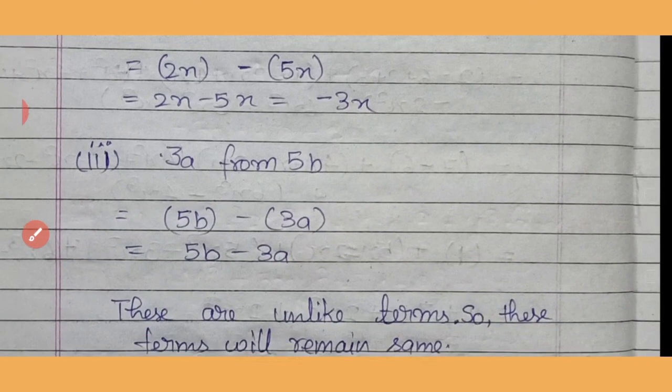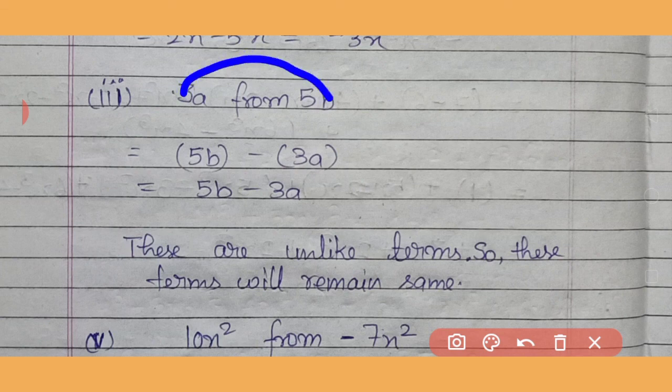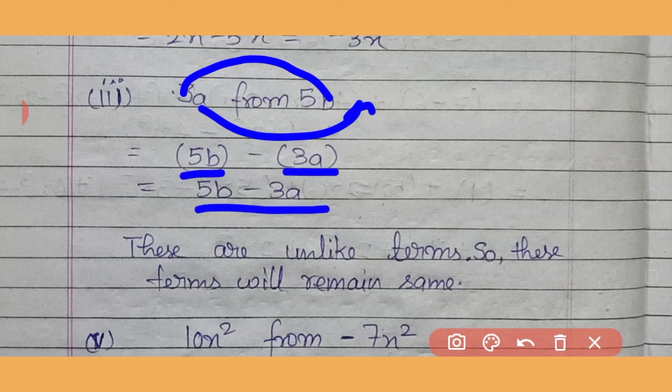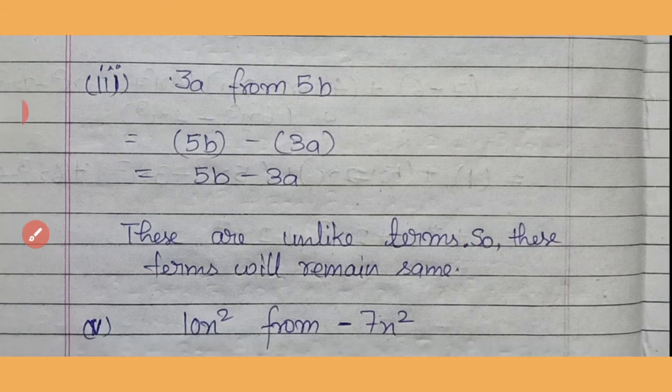Next question, 3a from 5b. So the second will be first and the first will be second. We will change the places, so it became 5b minus 3a. Both are unlike terms, so they can't be subtracted and they will remain the same.